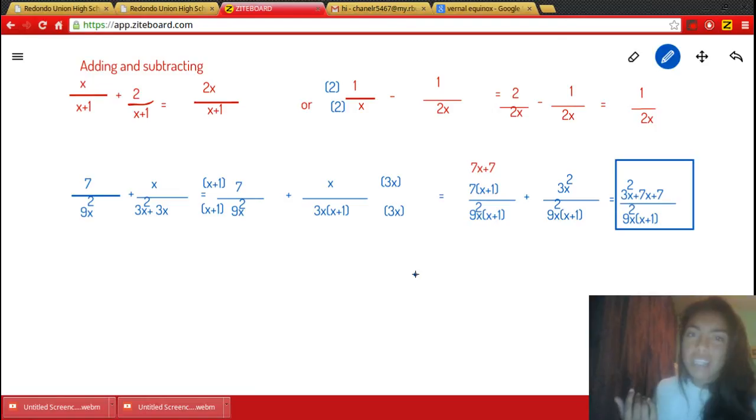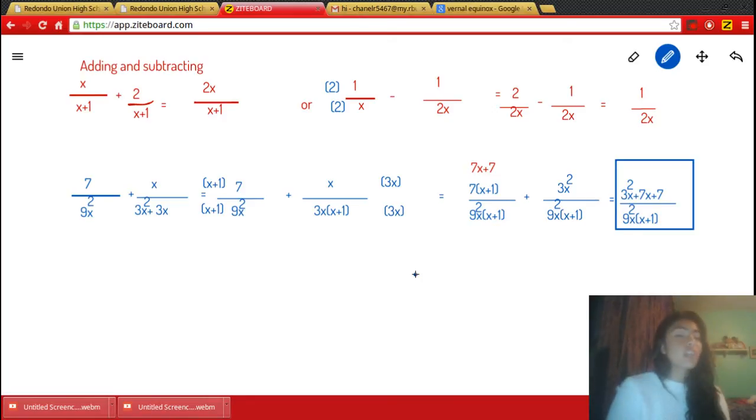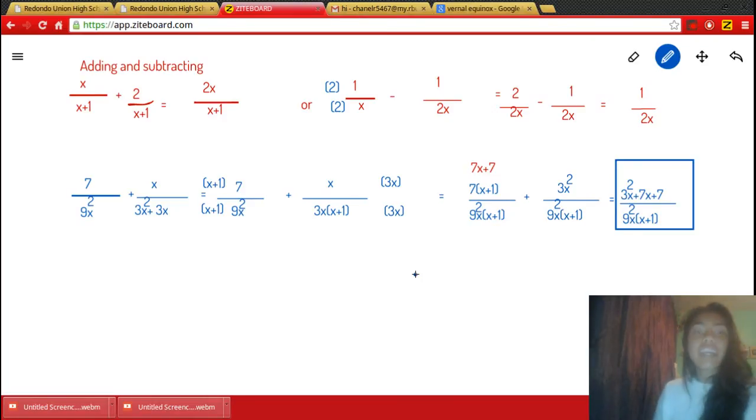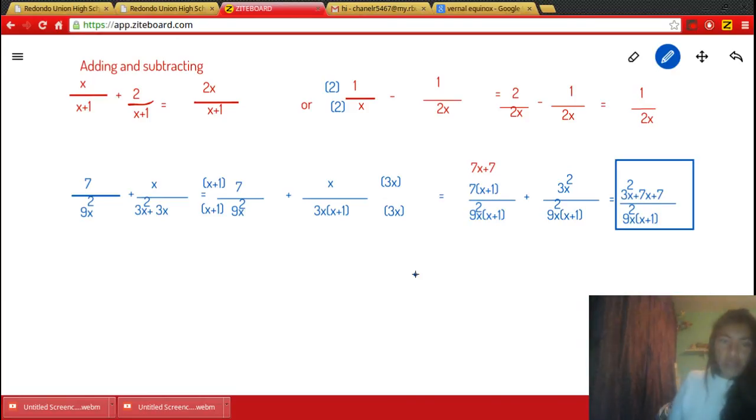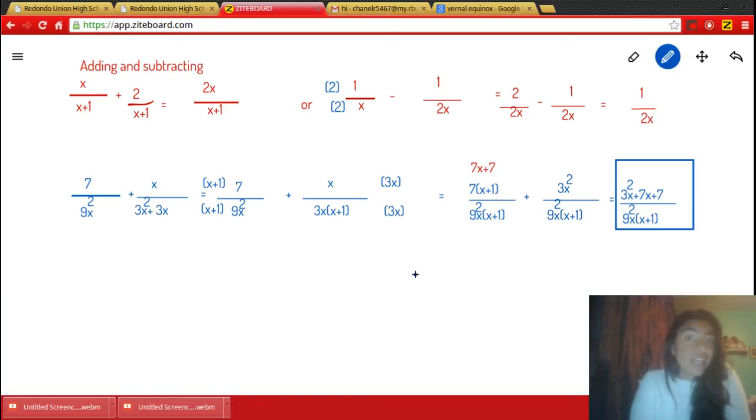Now for a more complicated situation, I made another. So you have your 7 over 9x squared plus x over 3x squared plus 3x. First things first, we must simplify the 3x squared plus 3x. What you do is you take out one variable. You see what you can take out. So in this case, you can take out 3 and 1x, and then you're left with 3x parentheses x plus 1, and the rest stays the same.